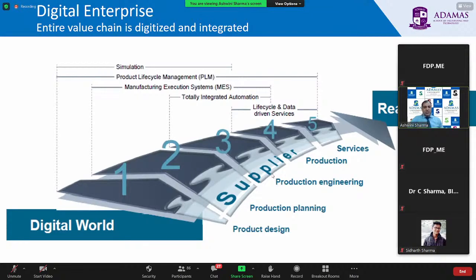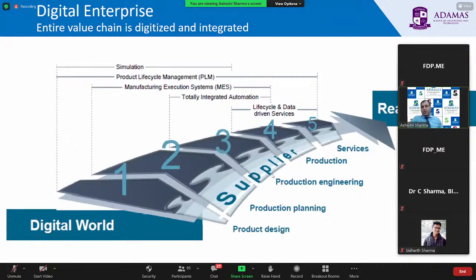So the digital world starts from the product design. If any mechanical engineering student or faculty is there, they might be understanding that product design is not as usual onto the drawing boards and by the drafters. It's on the computers now, using different softwares, doing design, then analyzing that, and then finally generating the drawing of it. And in the same way, everything is computerized.